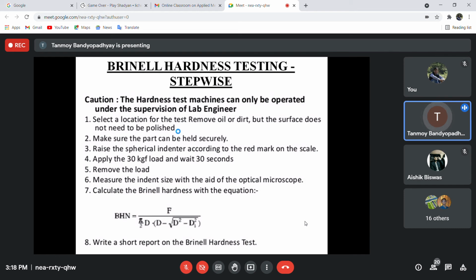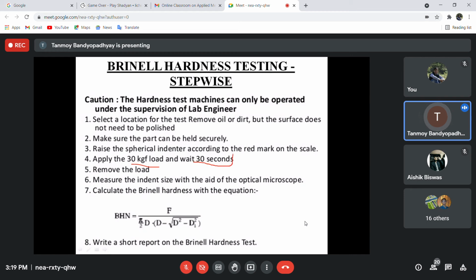So raise the spherical indenter according to the red mark on the scale. So there are certain red marks based on which you can apply the load. Achha, so in this case, we have applied 30 kg of load. Okay? So we have to apply 30 kg of load and wait for 30 seconds actually.